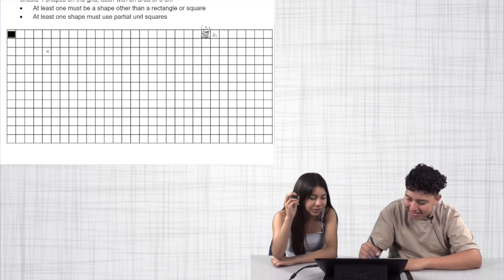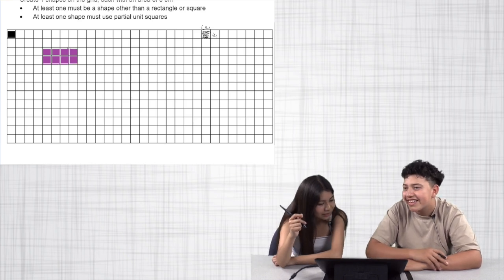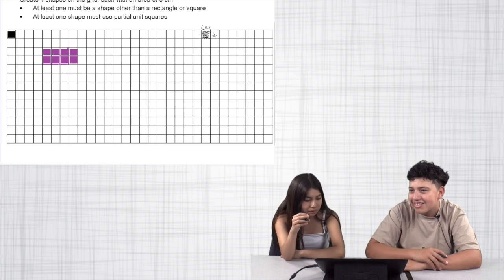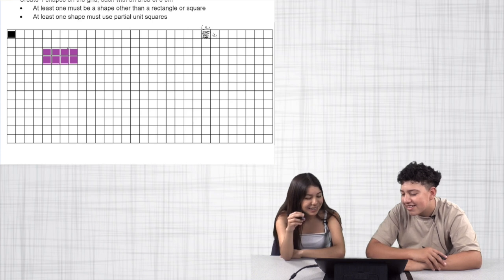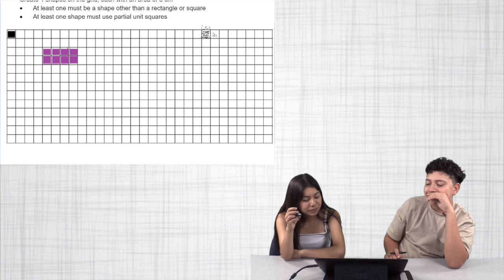Okay, I got it. So like 1, 2, 3, 4. Like that? What do you think, Emily? Yeah. Does that work? Mm-hmm. What's the area? 8 centimeters squared. Say it a little louder. 8 centimeters squared. Do you agree with that? Mm-hmm. Okay.